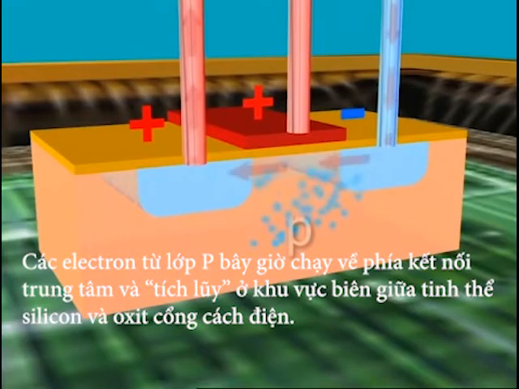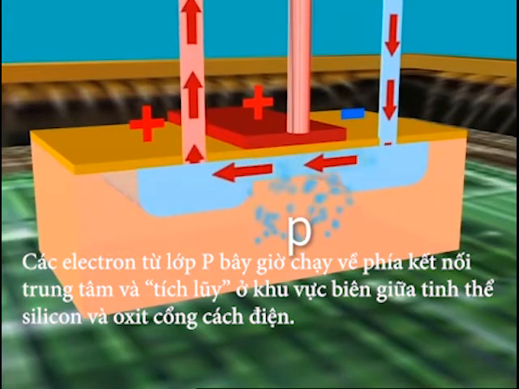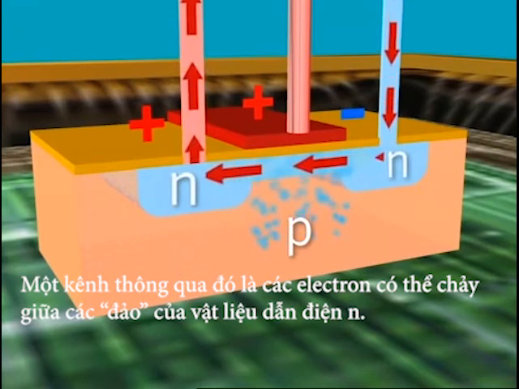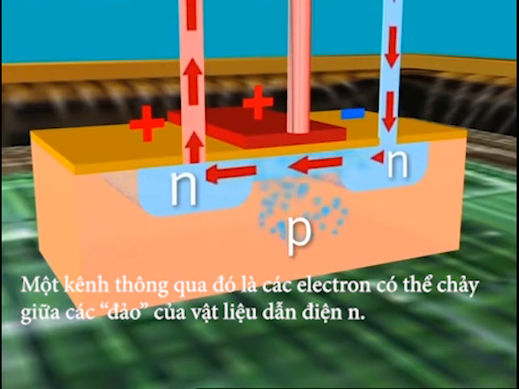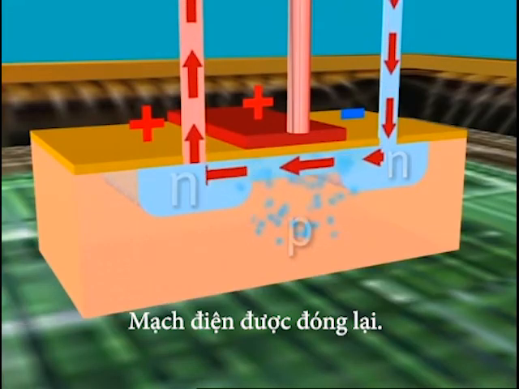The electrons from the p layer now wander toward the middle connection and accumulate at the border area between the silicon crystal and the insulation gate oxide. A channel through which the electrons can flow is formed between the islands of n-conductive material. The electrical circuit is closed.